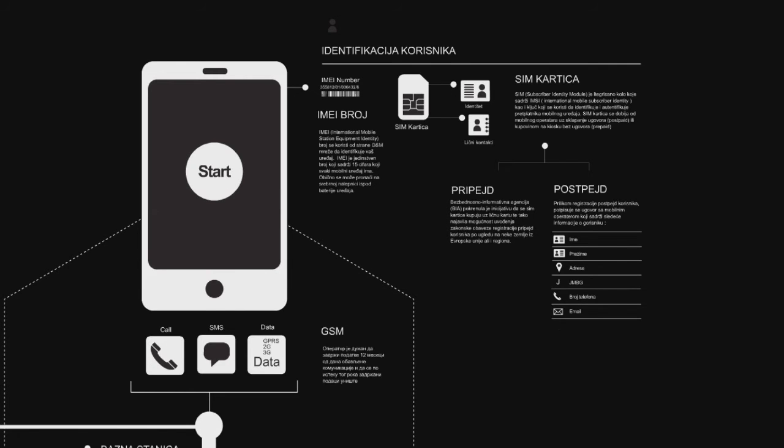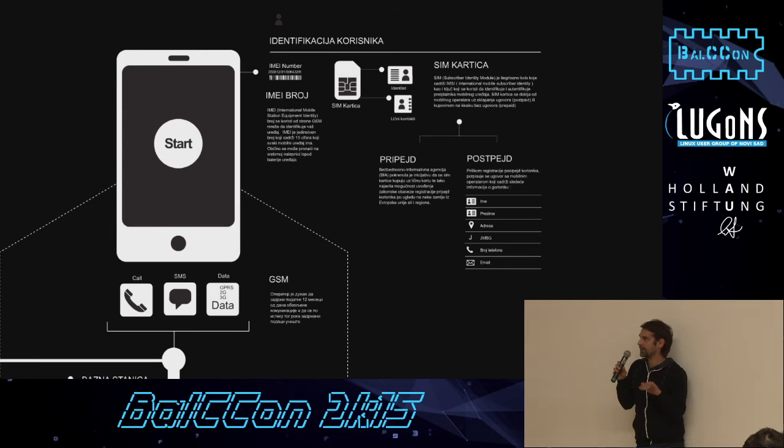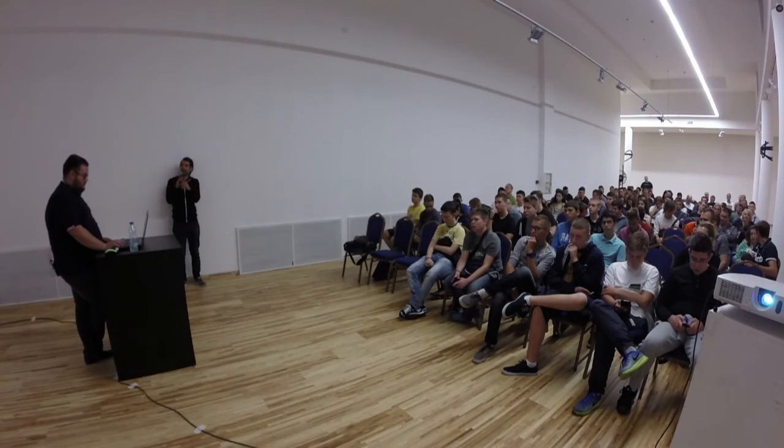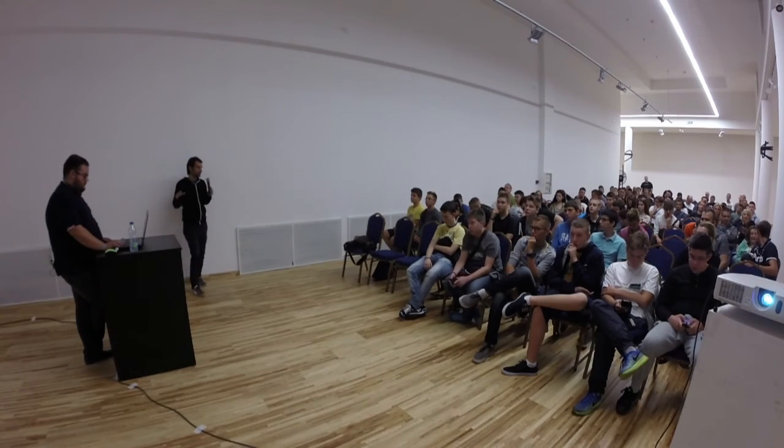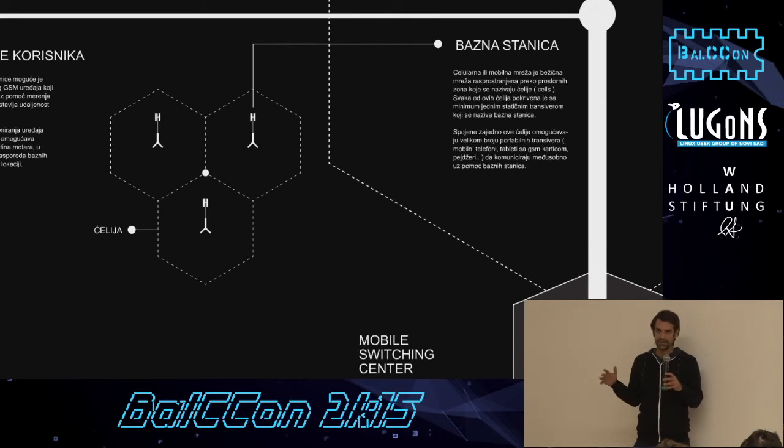Then your mobile phone is doing three different things. It can make a call, it can send SMS, and it can do data transfer. And all of this is called GSM communication. And how do things go on around you? In most cases, you are surrounded by three different base stations.